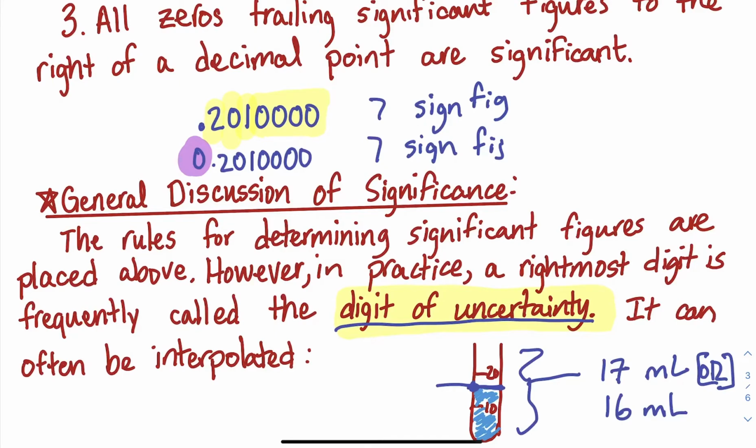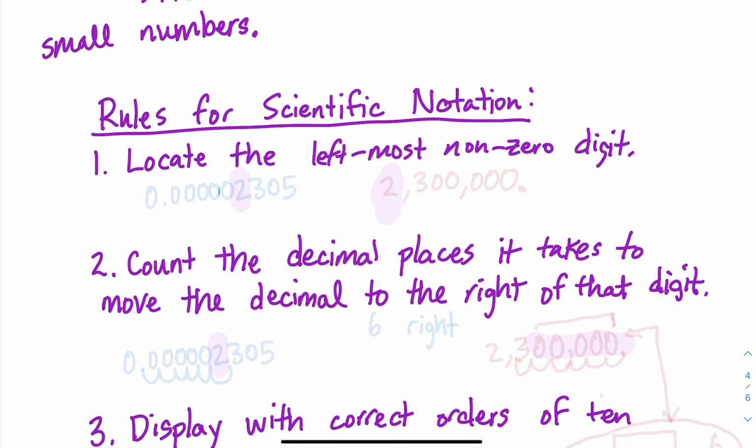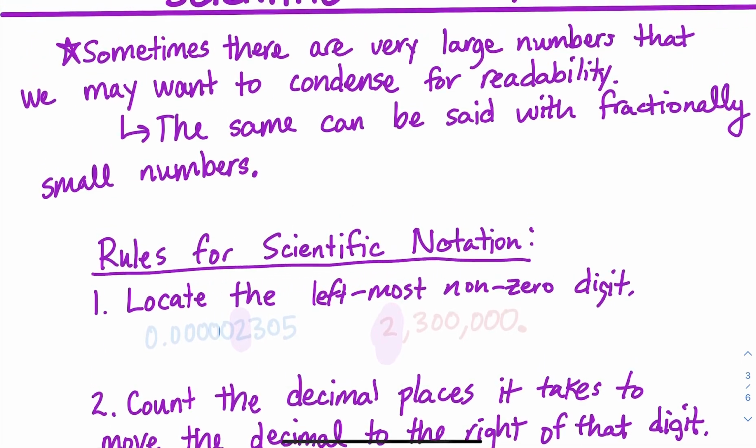So, as we move on to scientific notation, the idea behind this is that sometimes we are working with infinitesimally small numbers or infinitely large ones. And not large as in 500, but large as in 500 billion, or numbers like that, or small as in 0.0000000, and on with zeros. And so the idea here is that we want to condense those numbers for readability. And the same can be said, again, with large and small. But the rules for scientific notation are as follows.